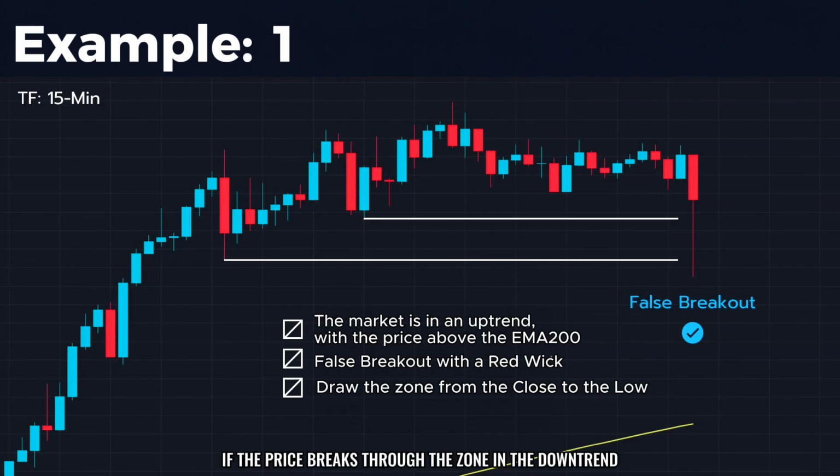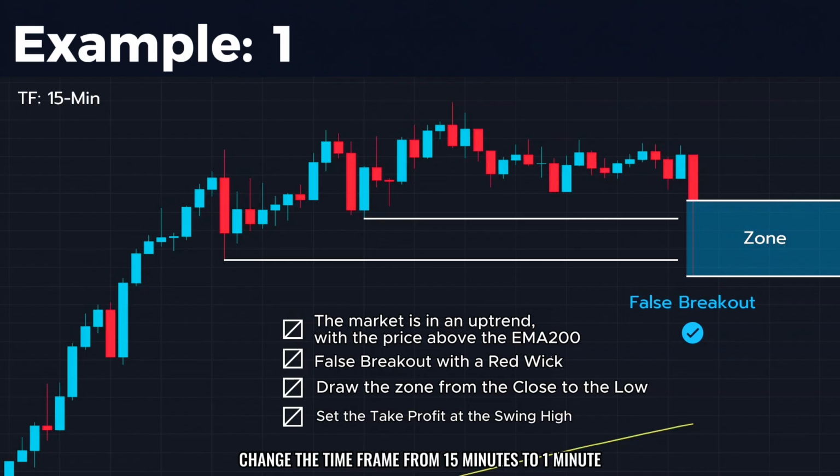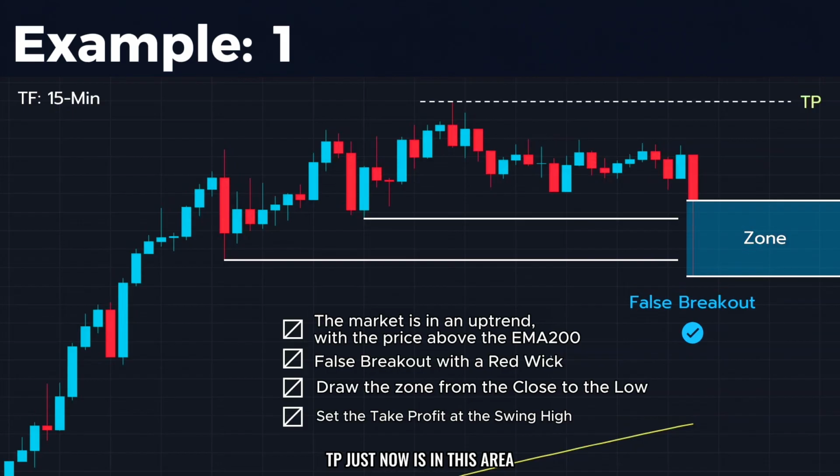If the price breaks through the zone in the downtrend, if it turns out to be a drop, we will not enter the trade. And as before, don't forget to mark the TP position at the swing high of this graph, which in this place is around this high line. Considered to be far enough, it can be used. Change the time frame from 15 minutes to 1 minute. TP just now is in this area.